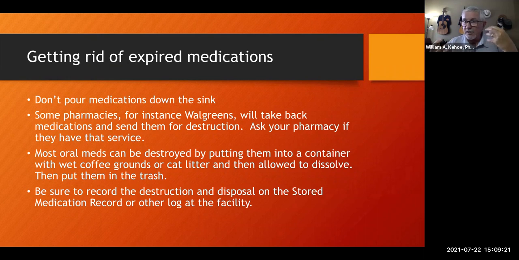We've gone through that. Now, what about getting rid of expired medications? Again, there's a number of ways to do this. But what you don't do is pour them down the sink and you don't put them in the toilet, which used to be how everybody threw them away. Today, you have several options. One is that there are pharmacies. I've listed Walgreens, but there are a number of pharmacies now that have these take-back programs where you can bring old medications in, and they go into a container where they're going to be destroyed. So you might want to ask your pharmacy if they have that service. I know for certain Walgreens does, but I'm sure that there's also some others.